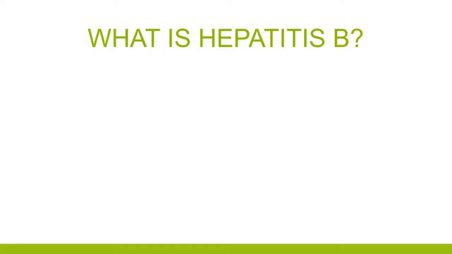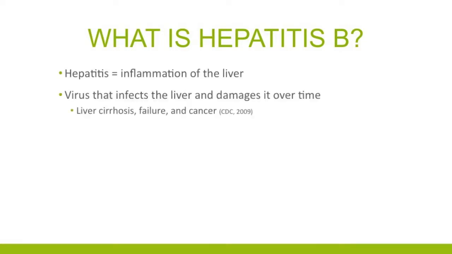So what is hepatitis B? Hepatitis is defined as inflammation of the liver. The inflammation is caused by an infection of the hepatitis B virus, which over time causes damage to the liver. This can lead to liver cirrhosis, failure, and cancer. Fortunately, this is a vaccine-preventable disease.